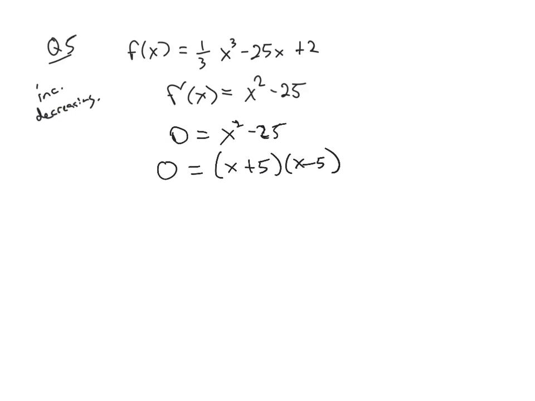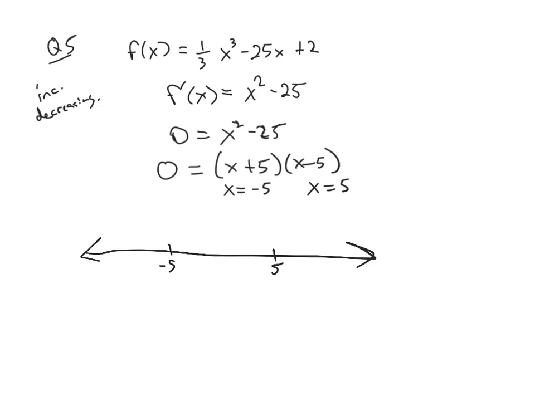Right, so there's our two boundary points. We're going to end up with negative 5 here. Notice because they're set equal to 0, so you have to subtract 5, subtract 5. So that's why we get negative 5. And then you're going to have x equals positive 5. Because here you're going to add 5 and you get that positive 5. So these are your boundary points. So we have negative 5, positive 5.